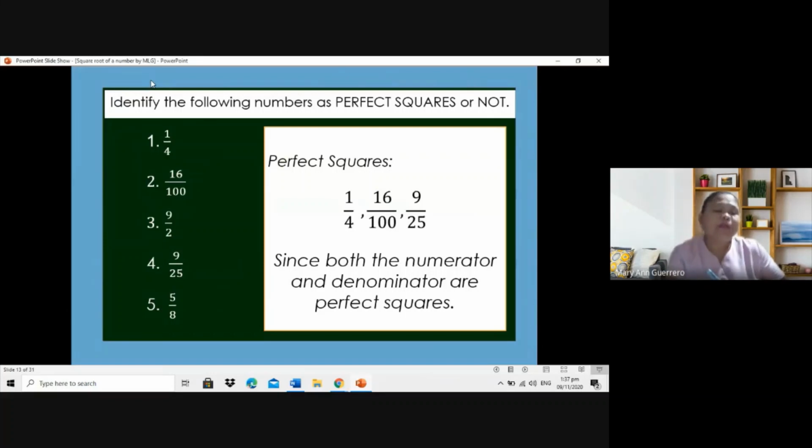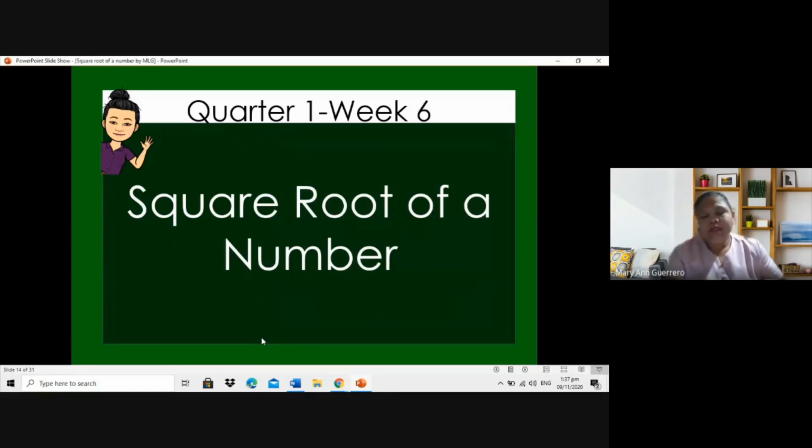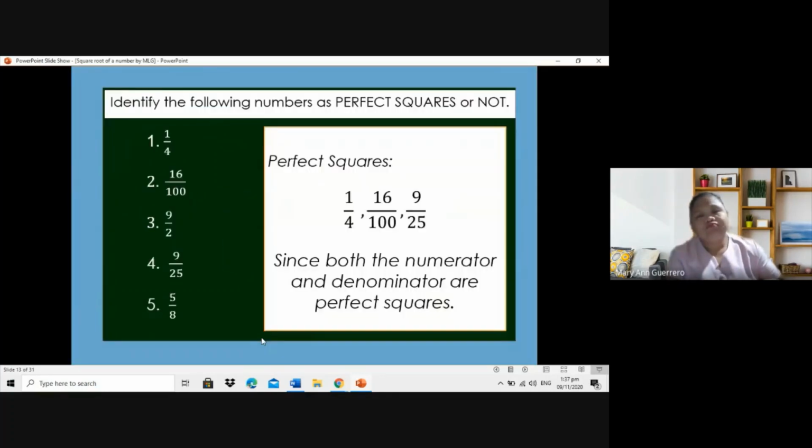16/100, perfect square yan. Si 9/25, perfect square yan. Ano yung hindi perfect square? Si number 3, si 9/2. Si 9 ay perfect square, pero si 2 ay hindi. So, hindi yan perfect square. Si 5/8, hindi na yung perfect square, kasi si 5 at si 8 ay parehong hindi perfect squares. So, kailangan again, para maging perfect square ang fraction, kailangan perfect square yung numerator at yung denominator. Both. Okay? Okay, so I hope nakuha kung kailan perfect square yung number or not.